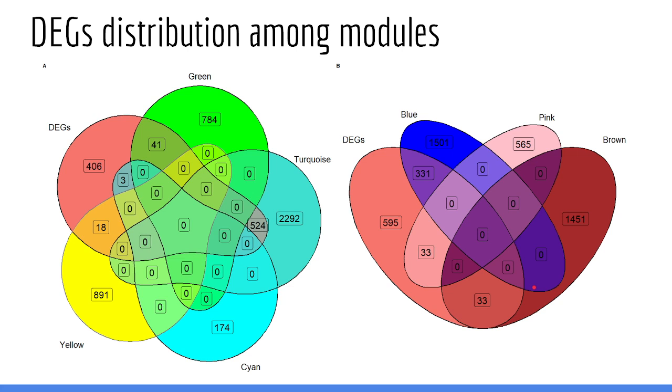Also, we wanted to see how our DEGs were distributed among these modules. We got a total of 586 genes in the related modules: 524 in turquoise, 41 in green, 18 in yellow, and only 3 in cyan. For the unrelated modules, we got 331 in blue and 33 for both pink and brown. Nine genes were not found, so in this there were only 387, and as you can see, near the most sharp genes.